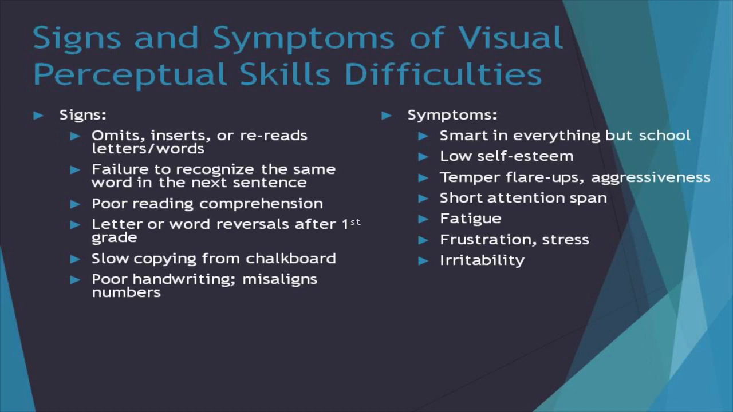I might look at a sentence up there, the boy walked to town, and then write the boy walked into town. Now, someone else might go T, T, H, H, because they can't remember the whole sentence. So copying can be one or two things. Poor handwriting, misaligning objects, that's tracking, it's also perception. Spatial relations, where are things in relation to others. Symptoms that you might see: smart in everything but school, low self-esteem, temper, aggressive, short attention span, frustration, irritability.